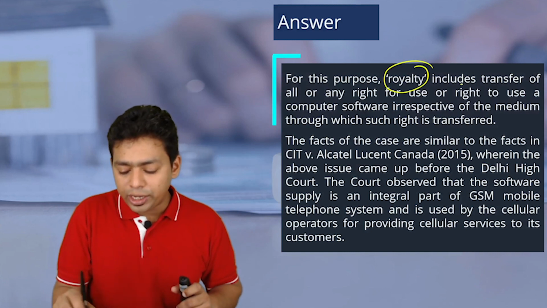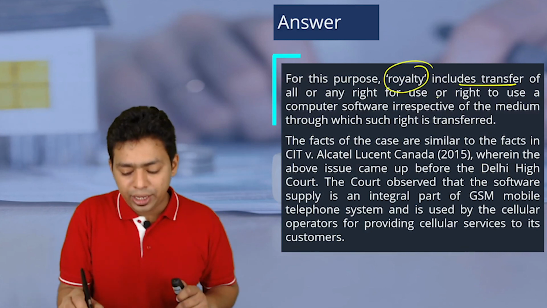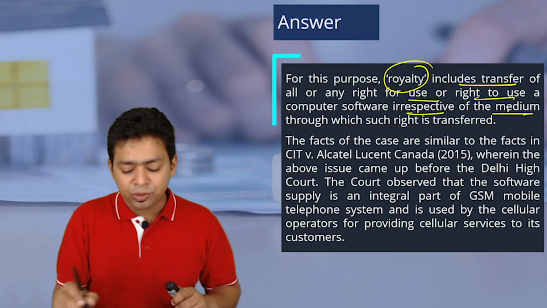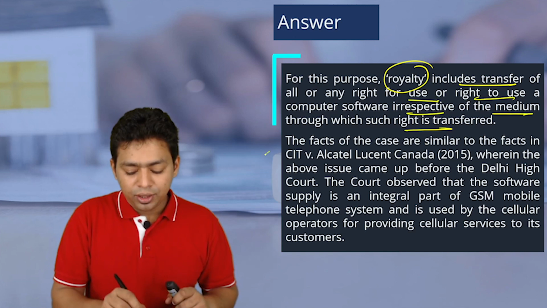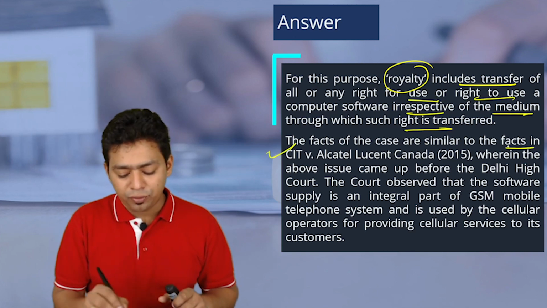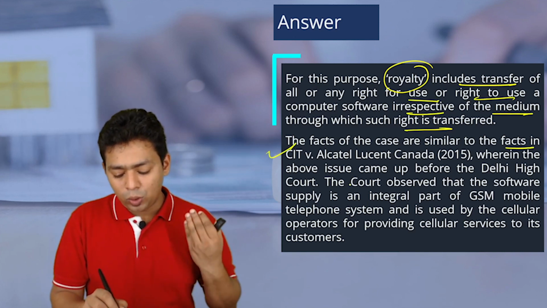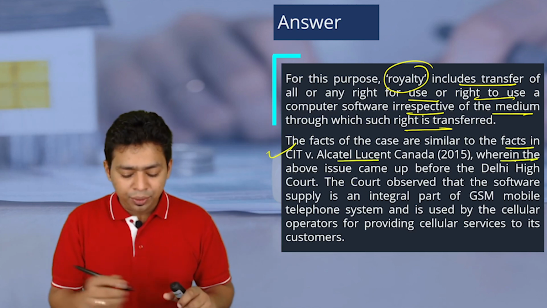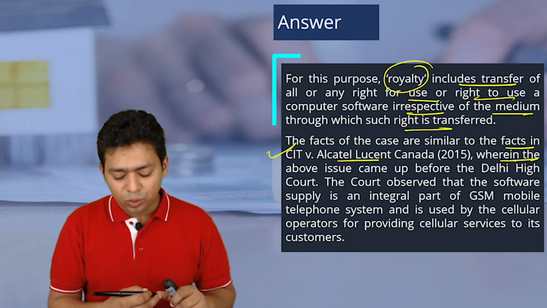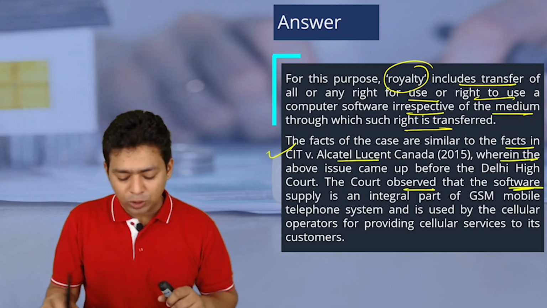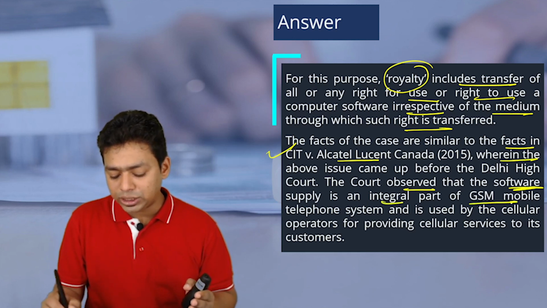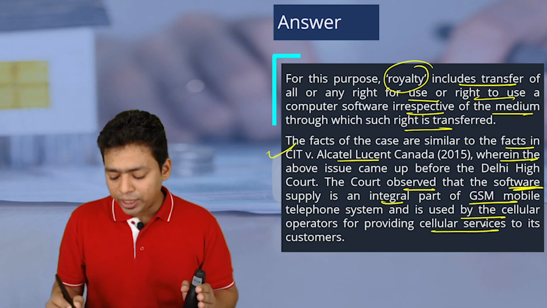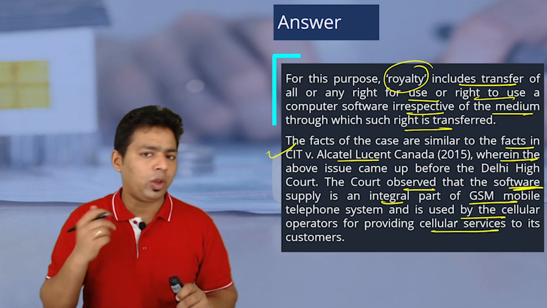For this purpose, royalty includes a transfer of all or any right to use a computer software irrespective of the medium through which the right is transferred. The facts in the case are similar to the facts of Alcatel Lucent Canada 2015. This particular case law is there, wherein the above issue came before the Delhi High Court. The High Court observed that the software supply is an integral part of the GSM mobile telephone system and is used by the cellular operators for providing cellular services to its customers. So without software you cannot run the hardware.